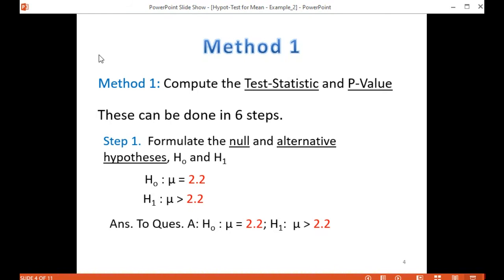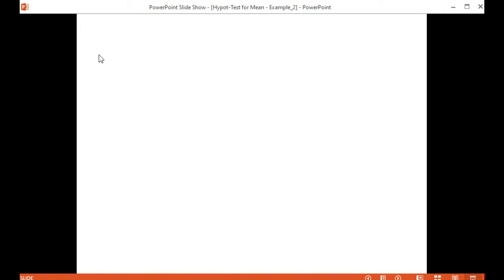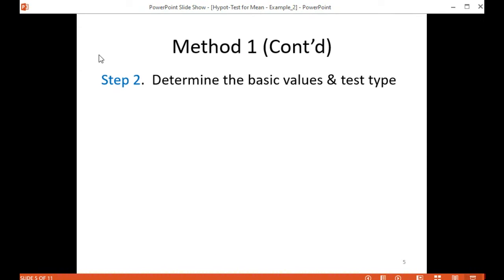So we already have the answer to one part of the question, part A, and that is H sub 0 is mu is equal to 2.2, and H sub 1 or H sub A is mu is greater than 2.2. Now, let's zoom out of here and go to the next step, which is to determine the basic values and the test type.